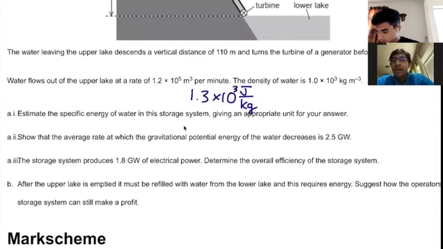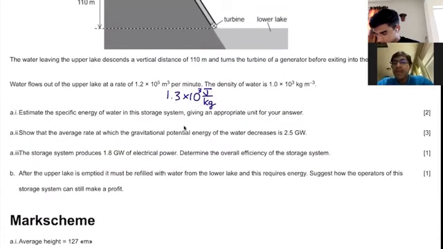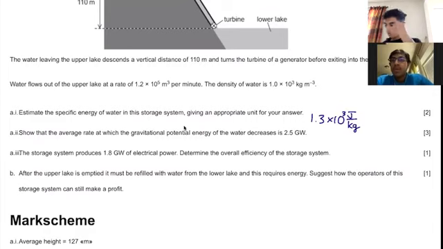Show that the average rate at which gravitational potential energy of water decreases is 2.5 gigawatts. So this is just the rate of energy change, which is power. Since it's potential energy per time, E over T, which is power.